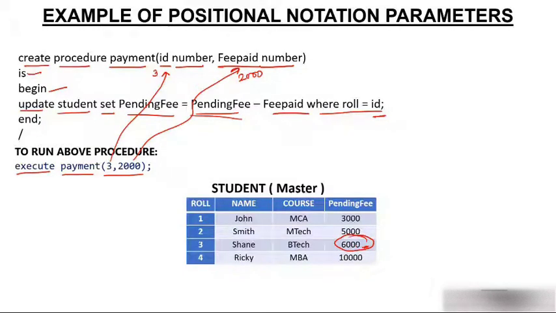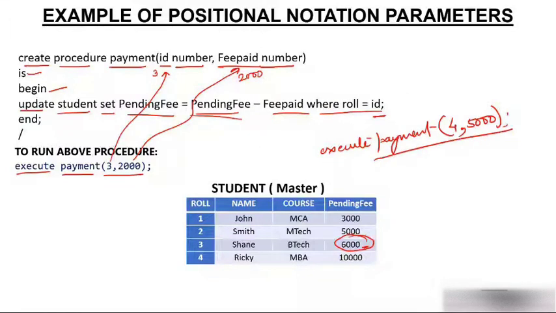And see, it's one of the fantastic procedures. Suppose we have created this procedure, and now roll number 4 comes and asks, kindly submit my fee, 5,000 rupees. I'll only execute payment. I'll execute only these two things: execute payment. Then I'll ask his roll number. He'll say 4, and I'll ask the amount he wants to pay. He says 5,000. The moment I execute this, automatically this 10,000 will reduce to 5,000. Fine. So this is a fantastic example of positional notation, as well as a very good example of a procedure.